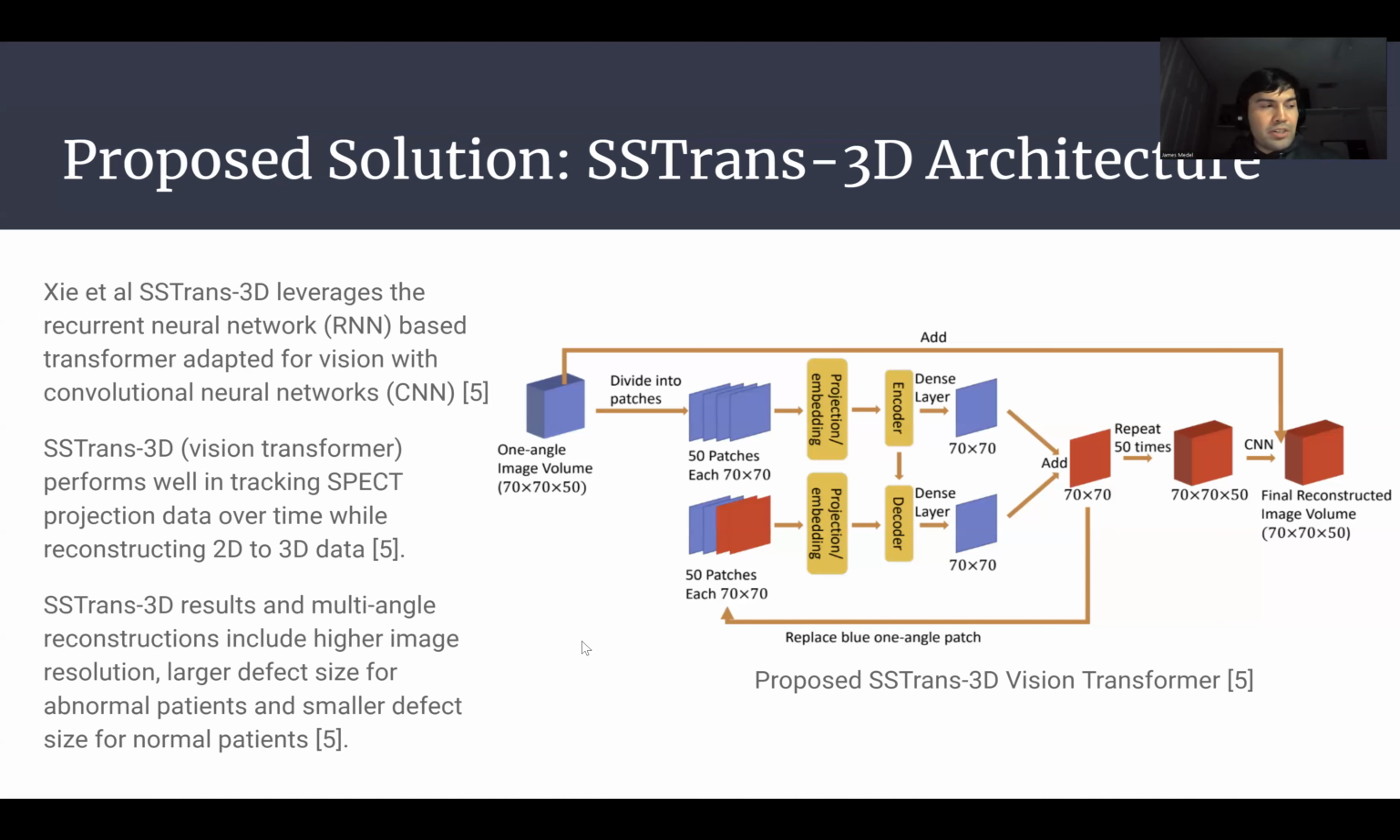In their particular outcome, what they found was that the multi-angle reconstructions in the SPECT images had higher image resolution. For the patients who had abnormalities, the larger defect size did show up, and normal patients had smaller defect sizes.